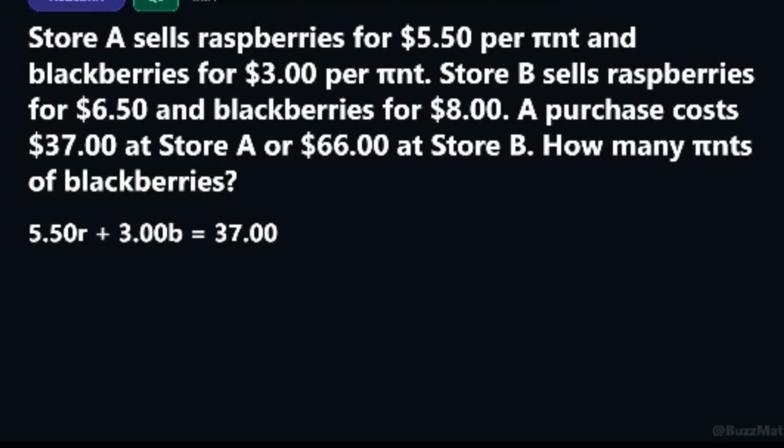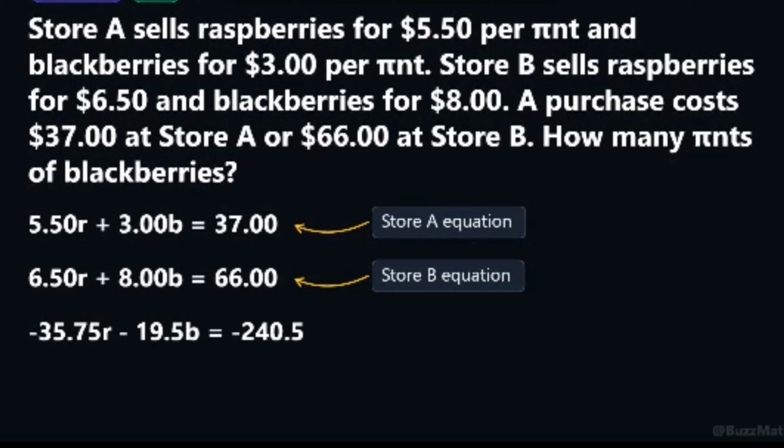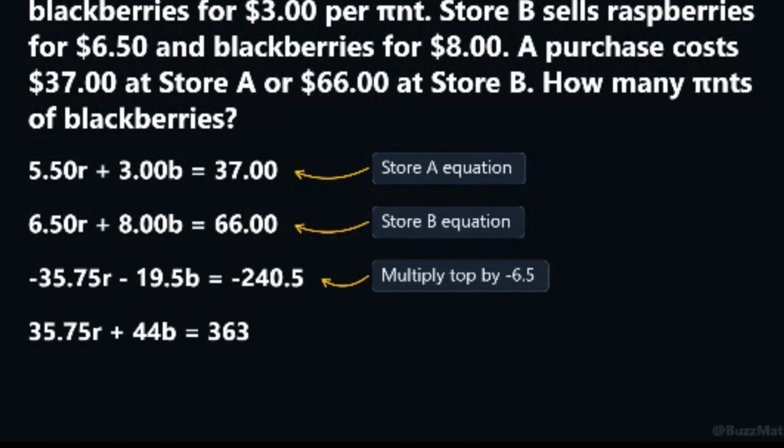5.50R + 3.00B = 37, Store A equation. And for Store B, we do the exact same thing. 6.50R + 8.00B = 66, Store B equation. We want to find B, so let's eliminate R. Let's multiply the top equation by negative 6.5. Now we multiply the bottom equation by 5.5.